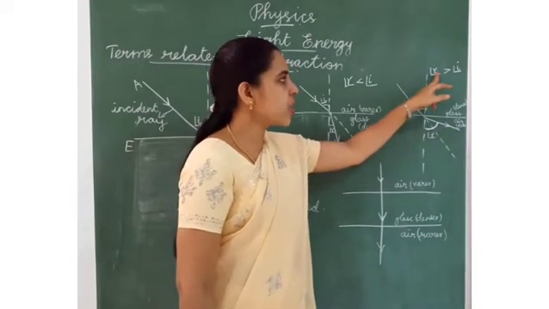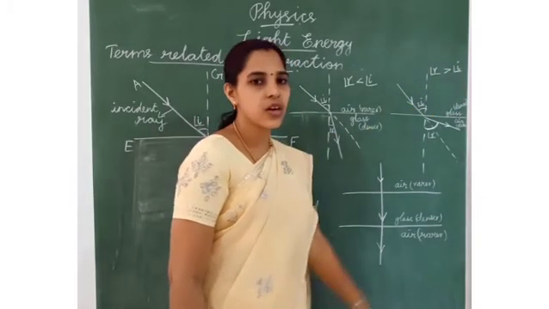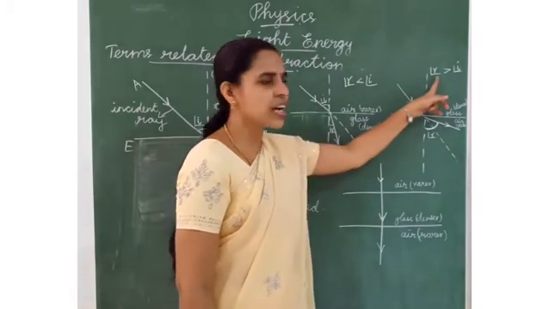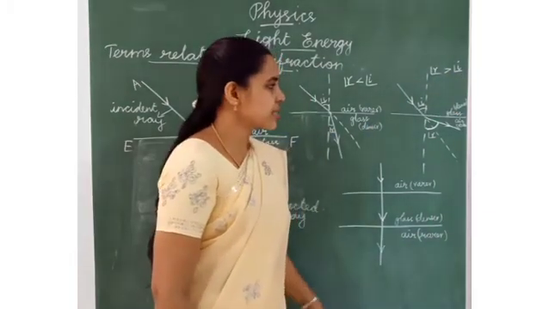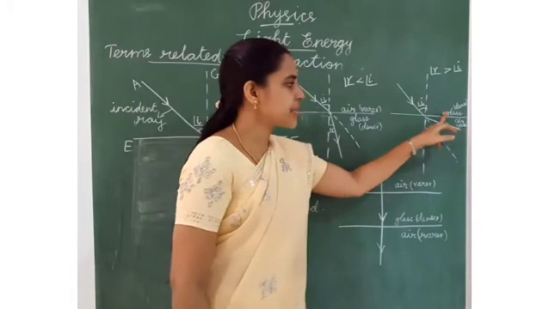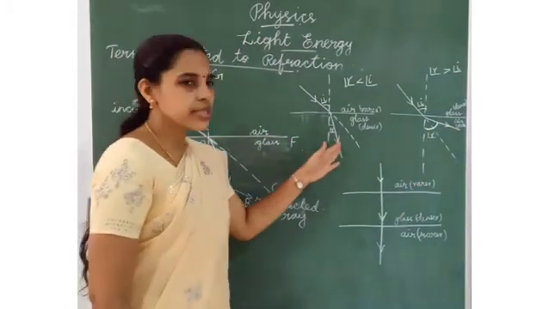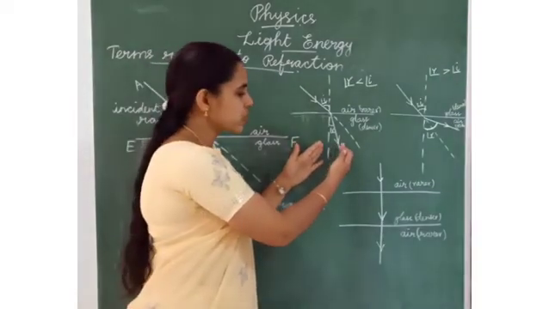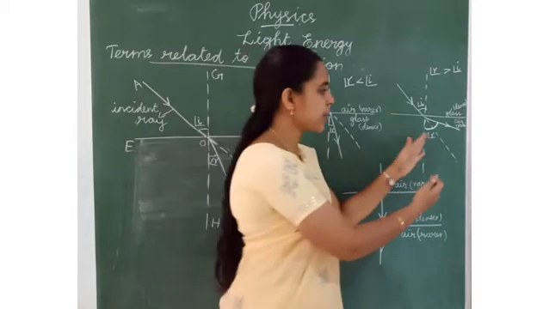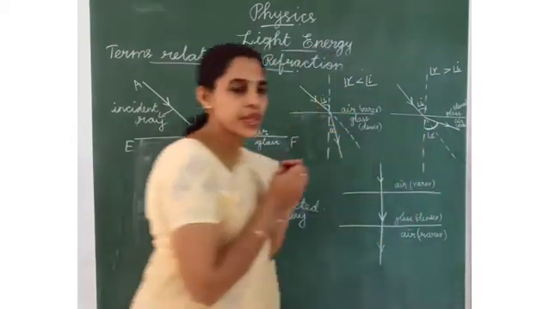Here the angle of refraction is greater than the angle of incidence. The denser medium is glass, the rarer medium is air. Did you understand the picture here? Here the refracted ray bends towards the normal. Here the refracted ray bends far away from the normal.